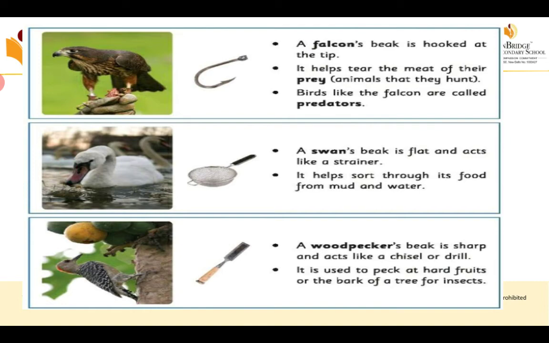See the third one, the woodpecker's beak. The beak of the woodpecker is very sharp. It acts like a chisel or drill. In our home, if we are building a new house, for making a hole we can use a driller. The driller drills the wall. In the same way, the woodpecker has a sharp beak. It is used to peck at hard fruits and the bark of trees.